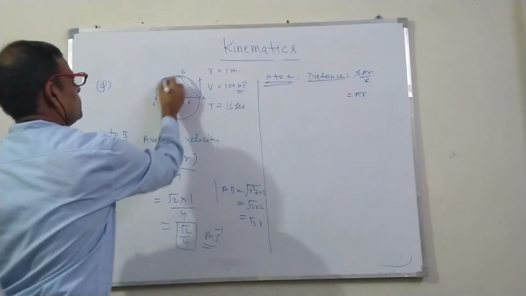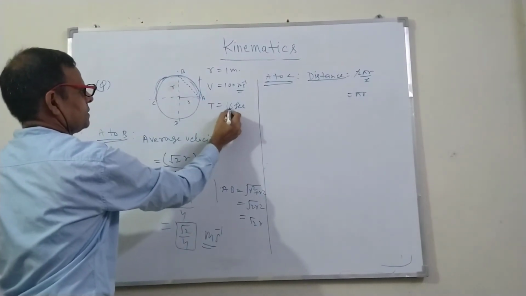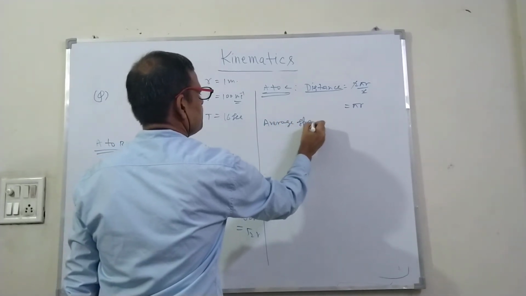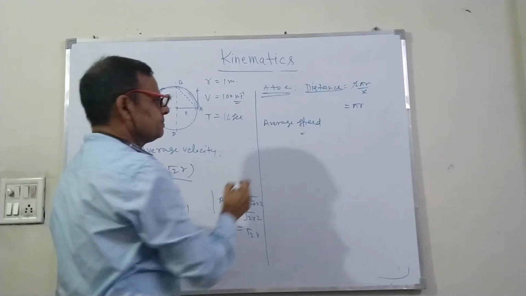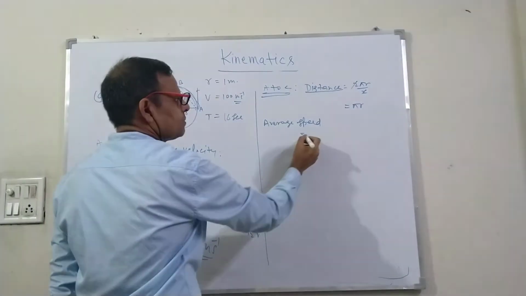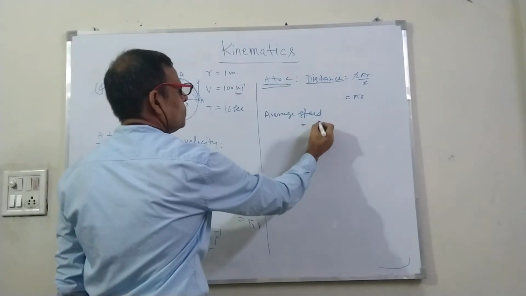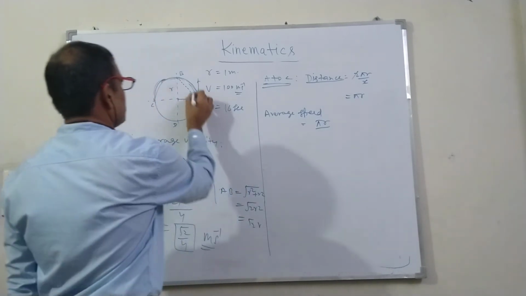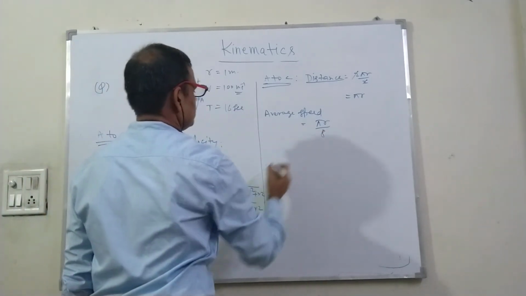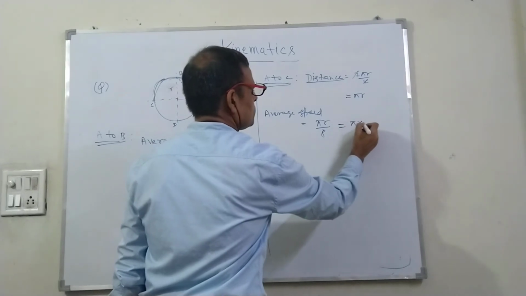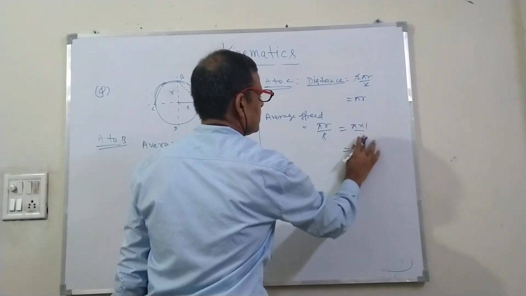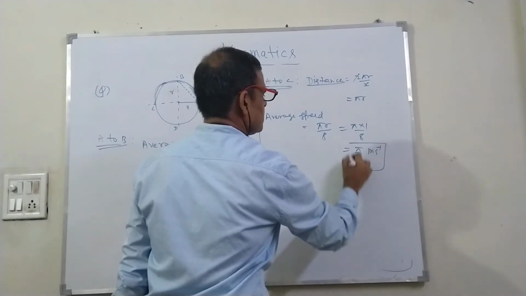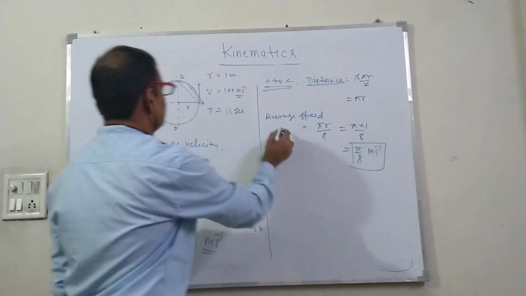And the time from here to here will be half of 16, that is 8. So average speed is equal to total distance from A to C, that is pi r, divided by time from here to here, that is 8. That means pi into 1 by 8, that is pi by 8 meter per second. This is the average speed from A to C.